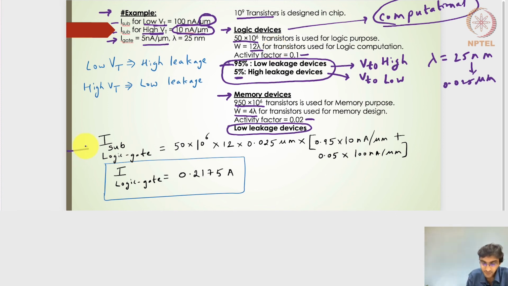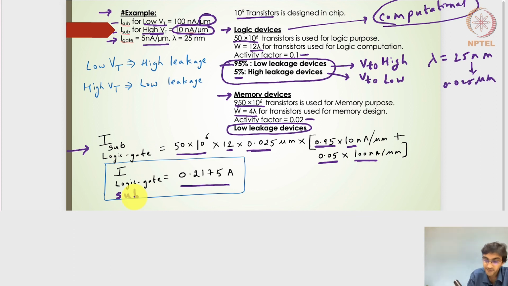The subthreshold leakage current for the logic device. Here, the logic device is this, and out of 15 into 10 raised to 6 transistors, 95% of the time it is going to use the low leakage current, which is 10 nanoamperes per micron, and 5% of the time it is going to use the 100 nanoamperes per micron. So out of 15 into 10 raised to 6, 95% is going to use 10 nanoamperes per micron, and only 5% is going to use 100 nanoamperes, and multiplied by the width, which is 12 lambda. So 12 multiplied by 0.025 should be able to give me the overall subthreshold leakage current for the logic devices.